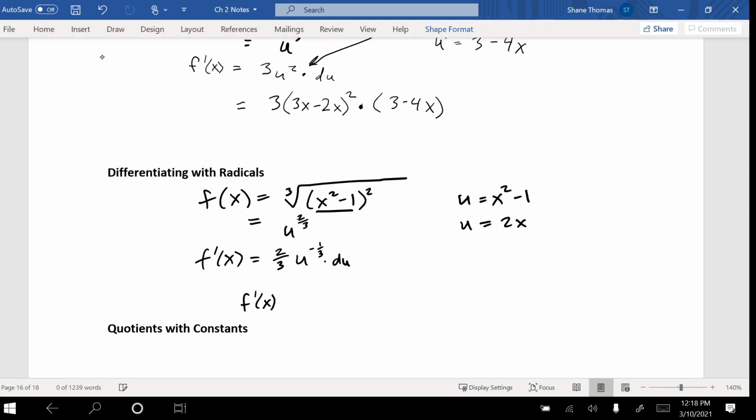So f prime of x is going to be 2/3, or u, which was x squared minus 1 to the negative 1/3, times du. Du is 2x. All right? Now, there's two things I don't like here. One, we have an easy simplification with our 2x and our 2/3. See that? And I don't like that power in the middle. So let's just take it back to the bottom. You all right with that?